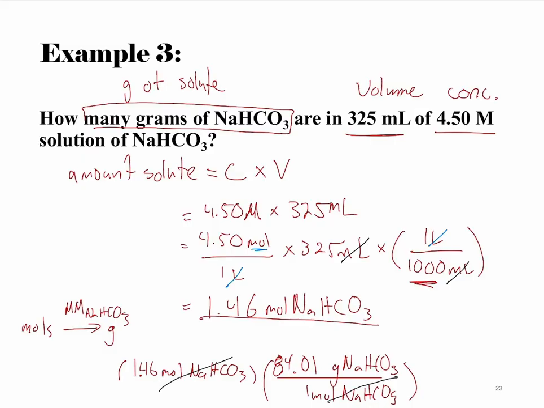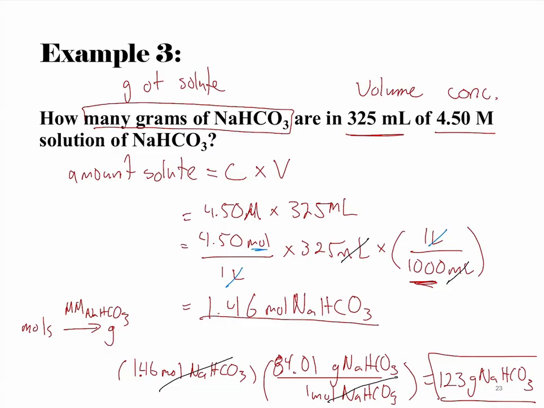So moles of sodium bicarbonate cancel out, and we plug this in, we get 1.46, so I'm guessing we get something like 120 something? What do you guys get? 122. 122.7? Yeah. We have 3 sig figs though, so we'll keep it at 3 sig figs. So we'll do 123 grams of sodium bicarbonate. That's how many grams of our solute is in a 325 milliliter solution of 4.5 molarity.